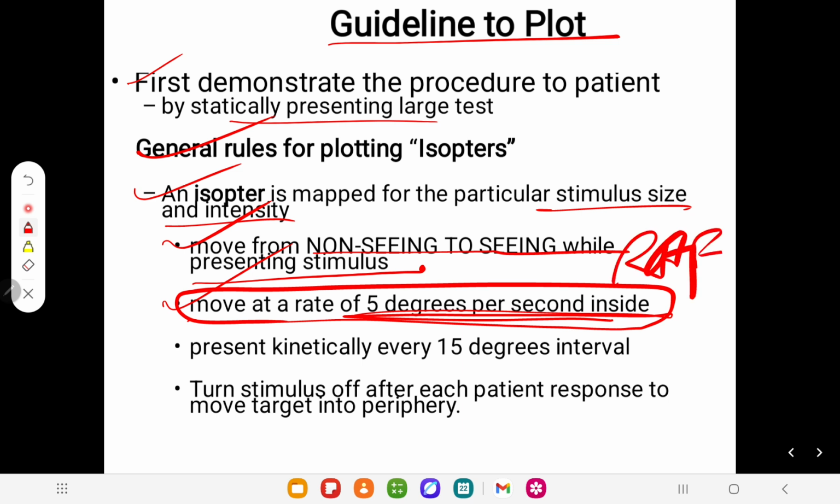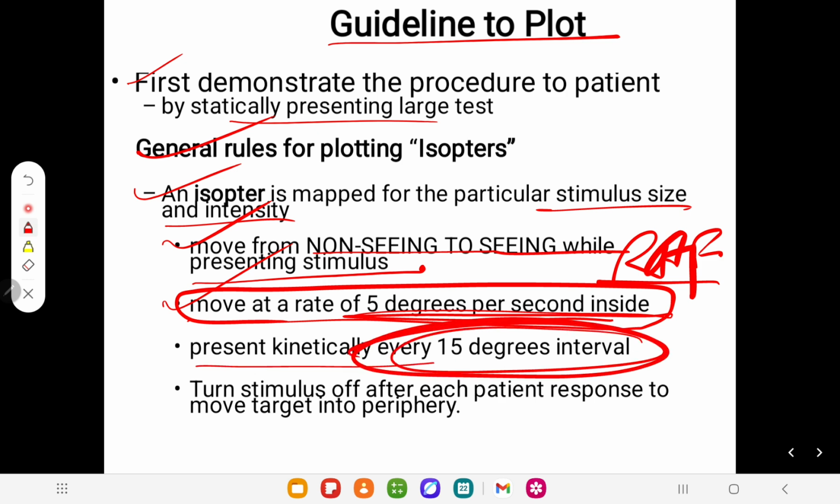That's very important. This is the same principle used for the RAF rule, isn't it? Do you remember from the orthoptics examination? The RAF rule must be used at a certain speed, not too fast, not too slow. Present the kinetic stimulus, we usually do at 15-degree intervals. Turn the stimulus off after each patient response, to move the target into the periphery, because you do not come from the periphery to the center and the patient buzzes, okay, I can see the target. Then you turn off and you move away. Then again plot 15 degrees away from that, isn't it?